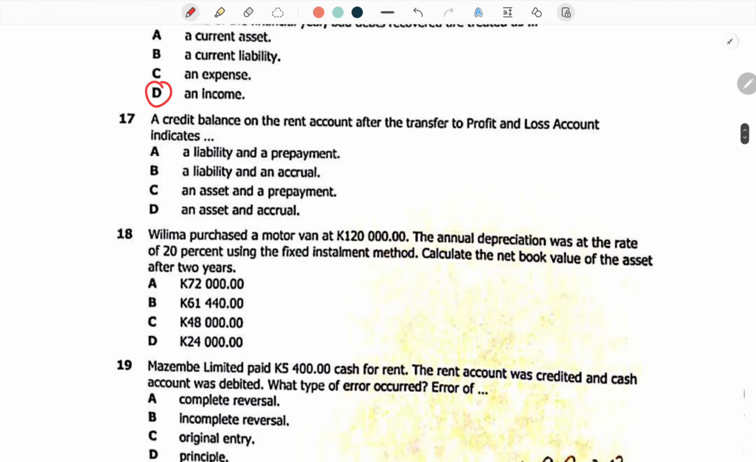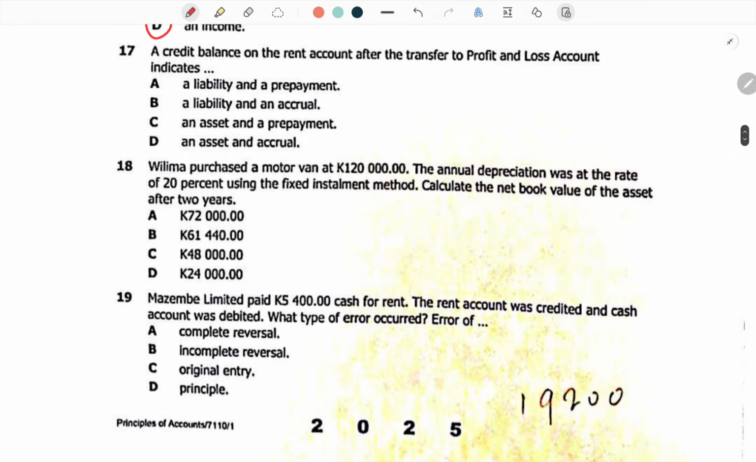We go to 17. A credit balance on the rent account after the transfer to profit and loss account indicates, okay, this one is simple. It's simply a liability and an accrual.